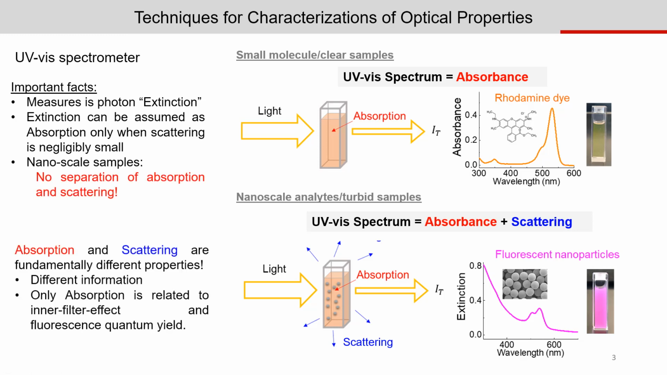So here's the problem. Absorption and scattering are fundamentally different. While scattering can indicate particle size, the absorption tells you about the chromophores embedded in the nanoparticles. And only absorption is related to the inner filter effect imposed on the fluorescence spectrum and the fluorescence continuum.